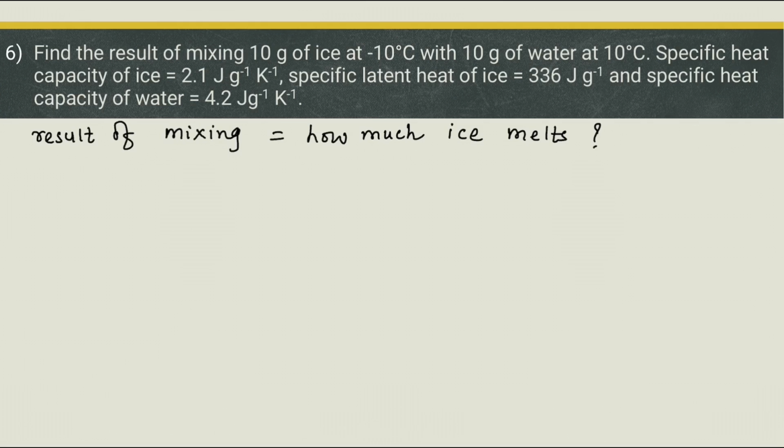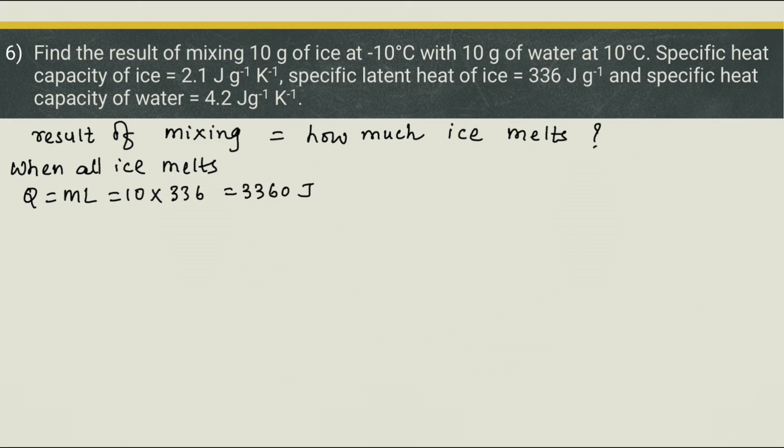Let us say all ice melts. So how much heat energy will it absorb? When all ice melts, heat energy absorbed is mass times L. Mass is 10 gram, and specific latent heat is 336. So this is 3360 joule. Okay, so this much energy is required for ice to melt.